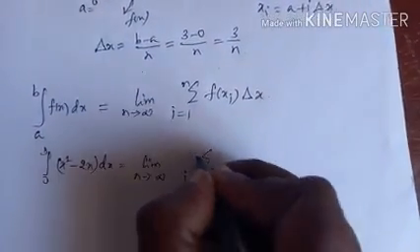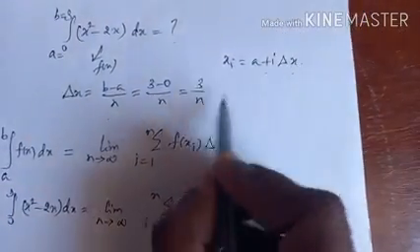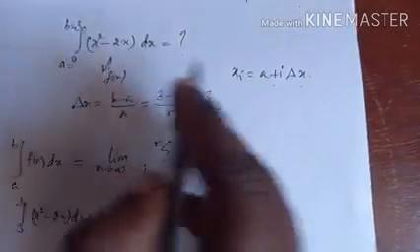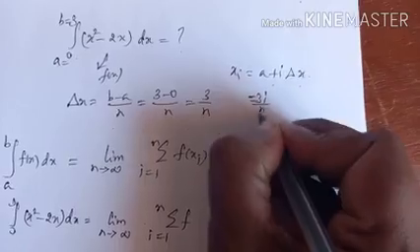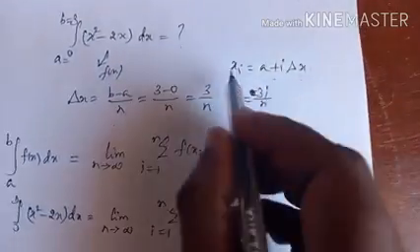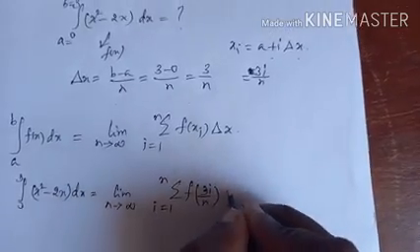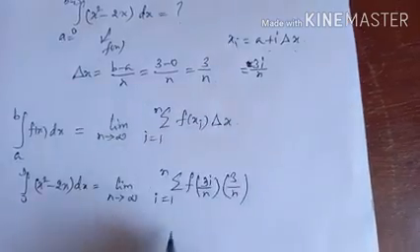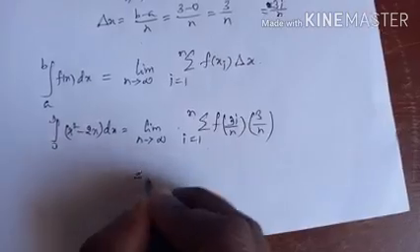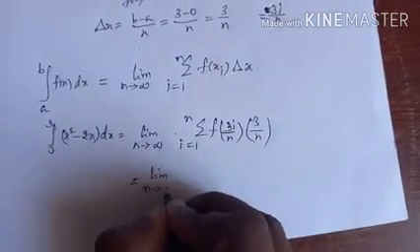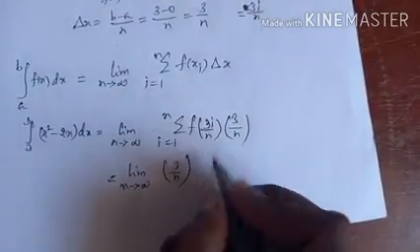Okay, the integral 0 to 3 of x square minus 2x dx is equal to limit n tends to infinity, summation i from 1 to n. Xi is a plus i delta x. Delta x is 3 by n and a is 0, so it is 3i by n. 3i by n is xi. F of xi at 3i by n, and delta x is 3 by n. Summation is only for i, so you can take this 3 by n outside.